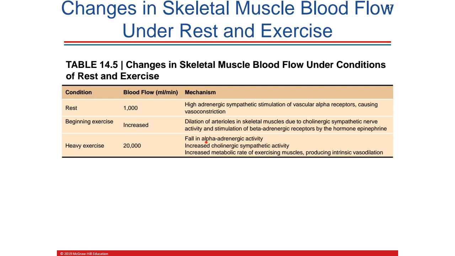And in this case, we have a fall in the alpha adrenergic activity, which was causing the vasoconstriction. We have an increase in cholinergic sympathetic activity, which causes vasodilation in skeletal muscle. And we also, within the active skeletal muscles, have autoregulation in the sense that we have increased metabolic rate of exercising muscles, which produces metabolites as well as paracrine signals that lead to vasodilation due to the relaxation of the smooth muscle encircling the arterioles within the muscle. Okay, so we'll end there.